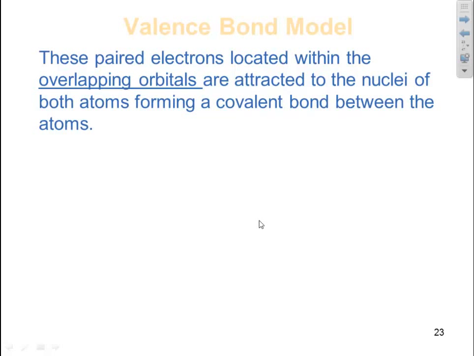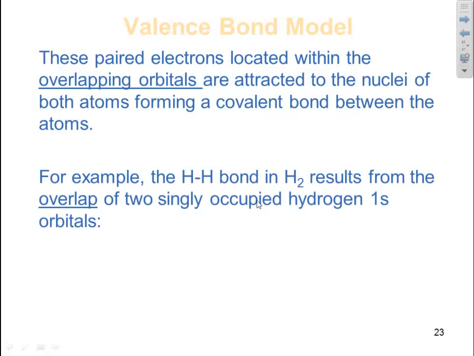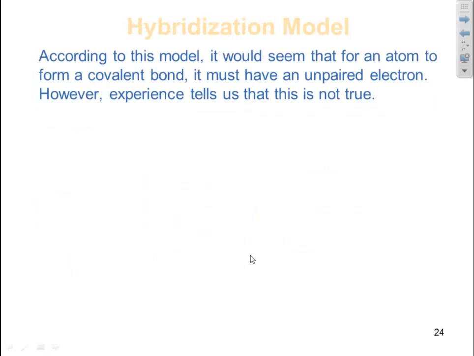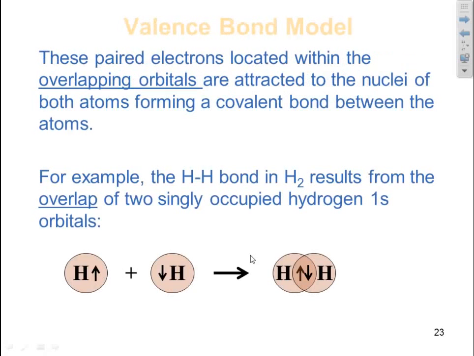For example, the hydrogen-hydrogen bond in H2 results from an overlap of two singly occupied hydrogen 1s orbitals. So you have a 1s orbital of hydrogen and another 1s orbital from a different hydrogen. What happens is they overlap and they share those electrons between them. According to this model, it would seem that for an atom to form a covalent bond, it must have an unpaired electron, as we showed in the previous example. I have one electron here from my valence electrons, one here, and then they come together and share that orbital.